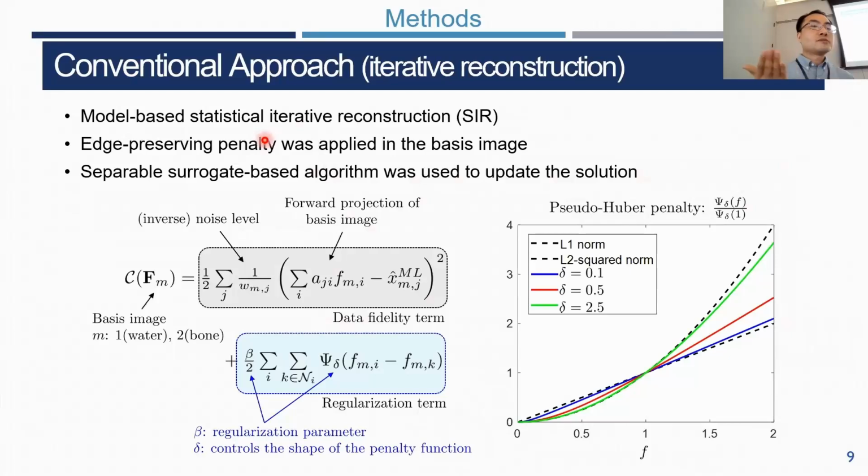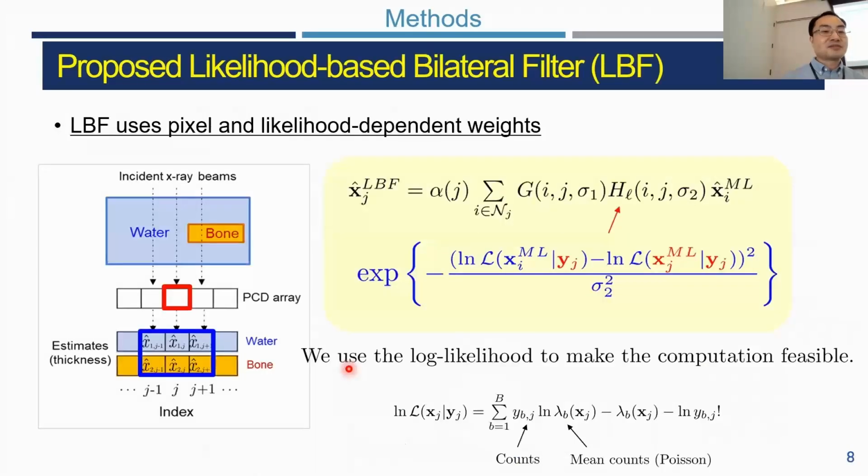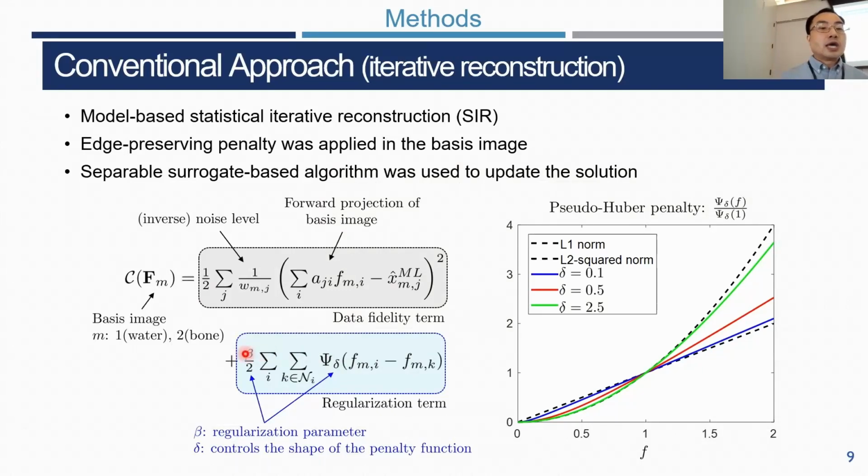In this study, I also compared to the conventional model-based statistical iterative reconstruction. So as you know, I set up the material-wise cost function like this. The first term is the data fidelity term from the ML part, and the second one is the regularization term. And I used an edge-preserving penalty and applied it to the image domain, which is different from the concept that I explained, neighborhood filtering in the sinogram domain. It's a quite different approach. So it has two unknown factors, the regularization parameters beta and delta. Delta controls the shape of the penalty function as shown here.